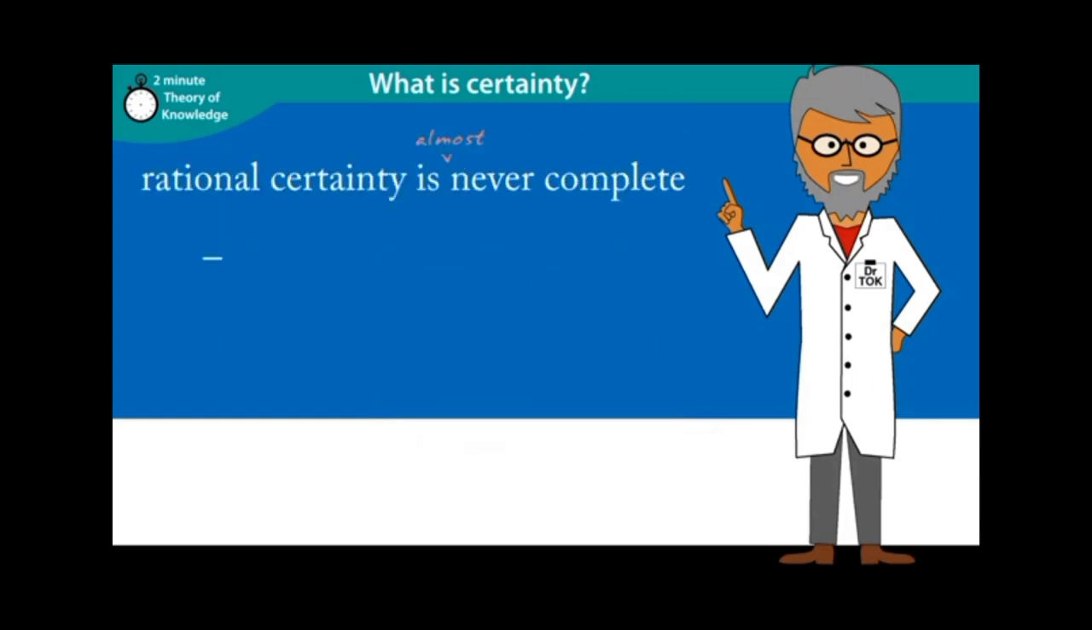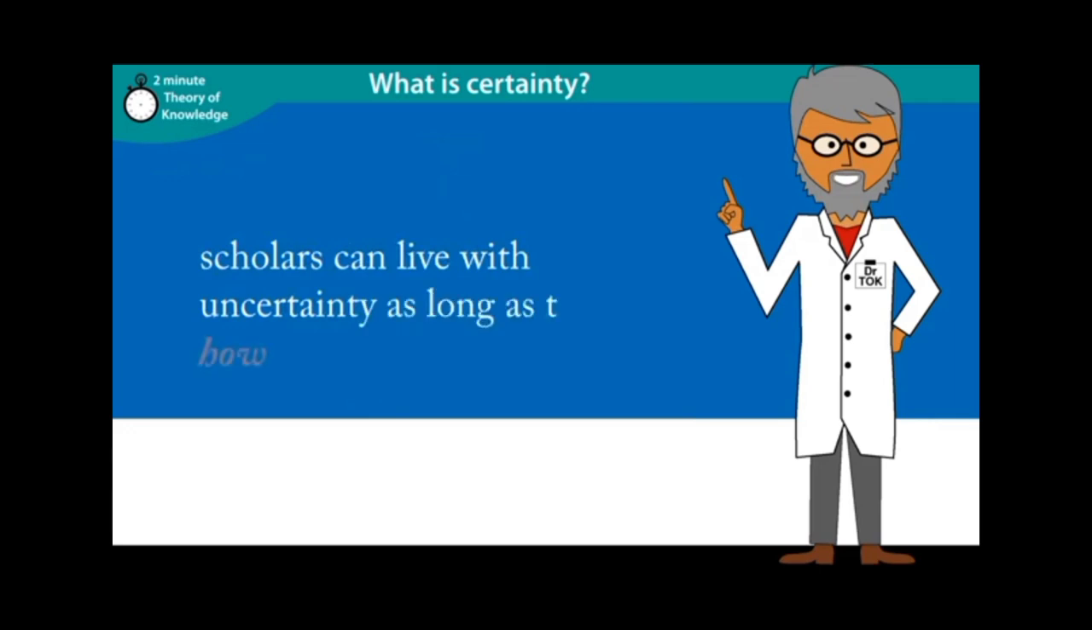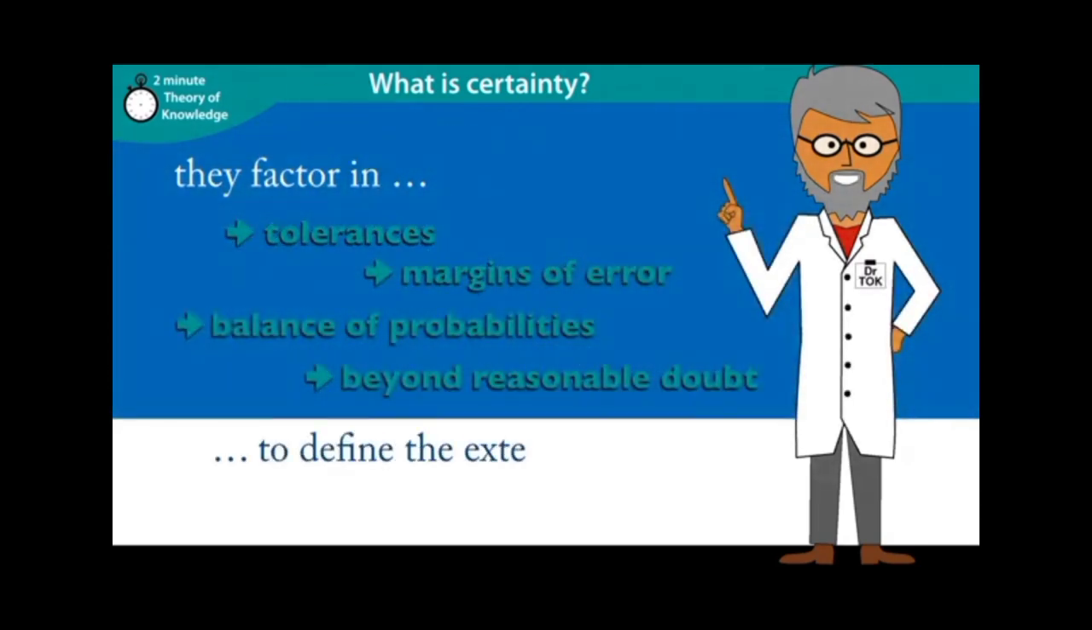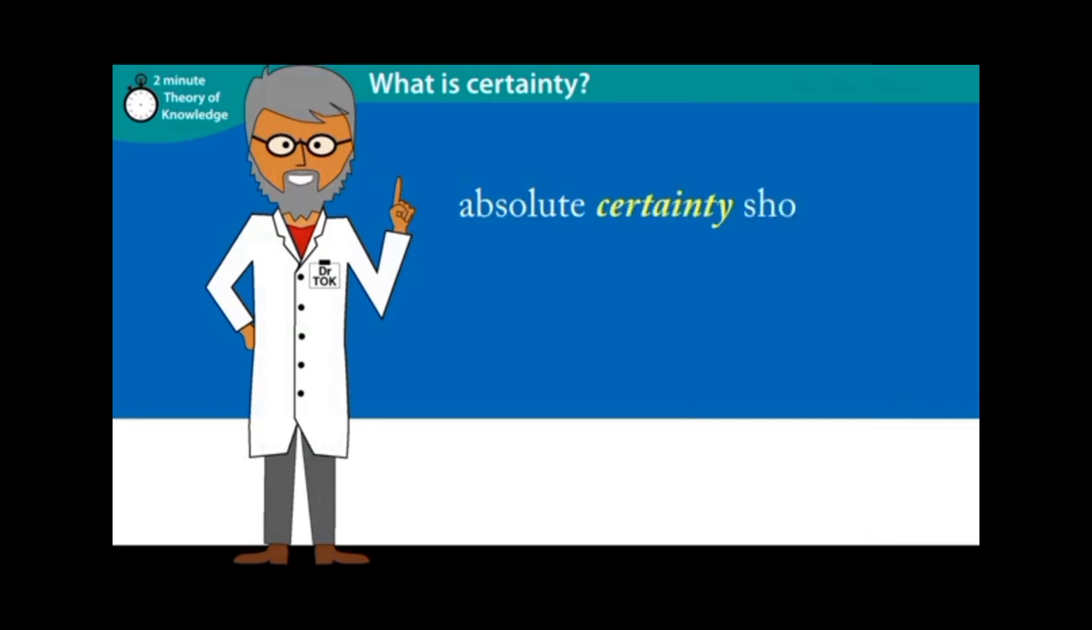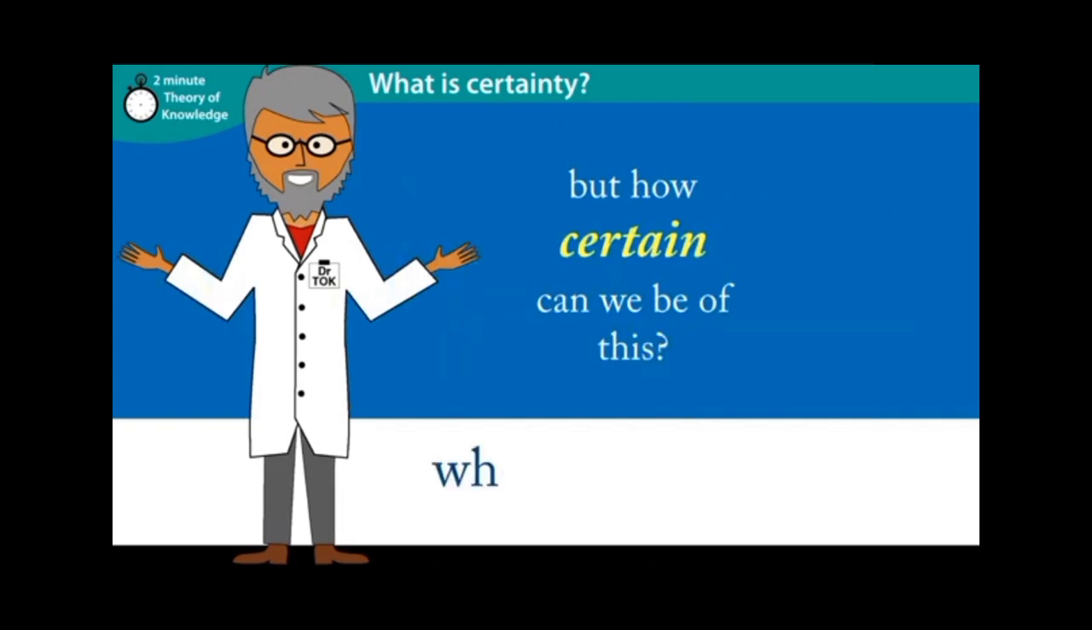And rational certainty is almost never complete. A scientist would never say they are 100% certain of any scientific conclusion, regardless of the amount or quality of evidence. Scientists and other scholars can live with uncertainty as long as they know how uncertain. They factor in tolerances, margins of error, and so on to strictly define the extent of any uncertainty. Absolute certainty should be mistrusted as it can close our minds and take away our objectivity. But how certain can we be of this?